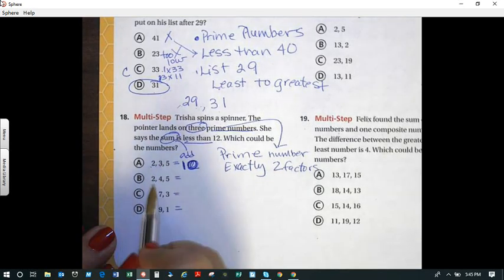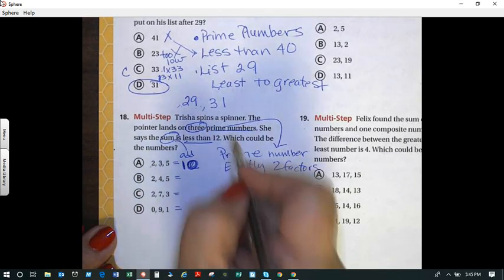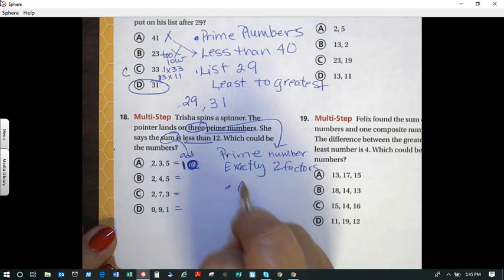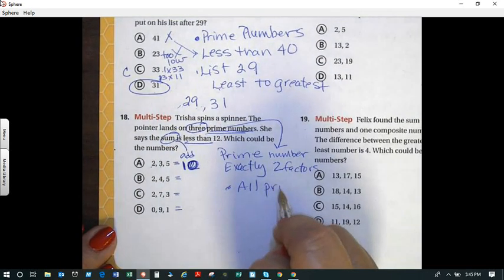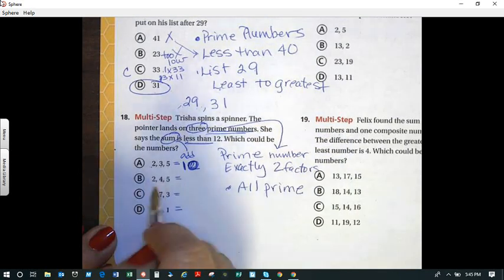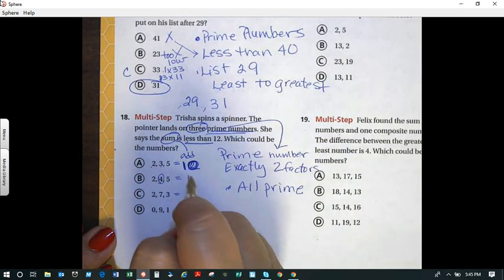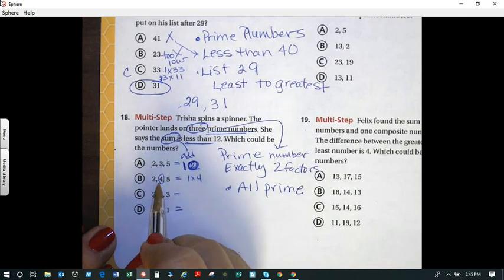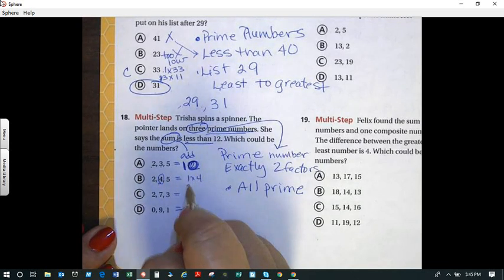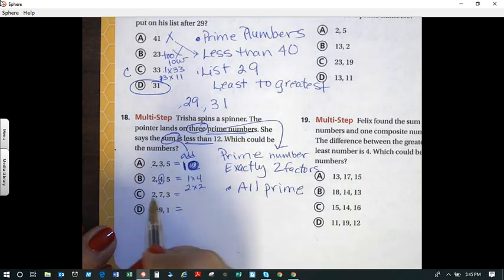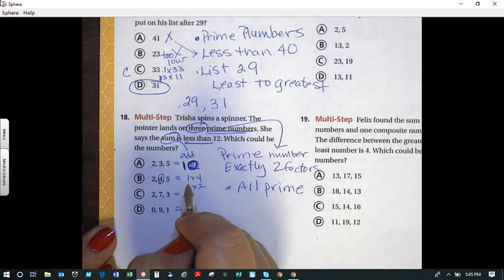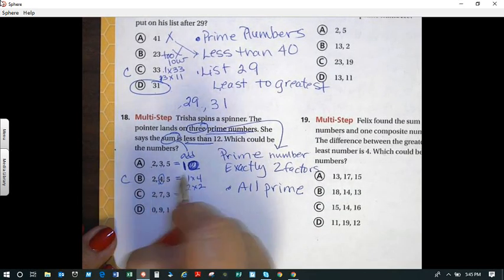Let's look at this one. You said that they're all prime numbers, right? All prime. Is 4 a prime number? Okay, let's look at it. 1 times 4. What's another way we can get to the product of 4? Yeah, you're right. 2 times 2. So it's not a prime. It's a composite, so this doesn't count, so I'm going to cross that out.